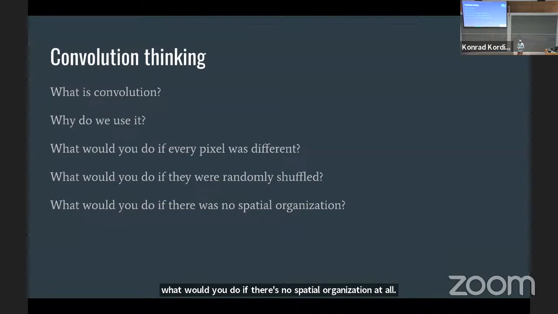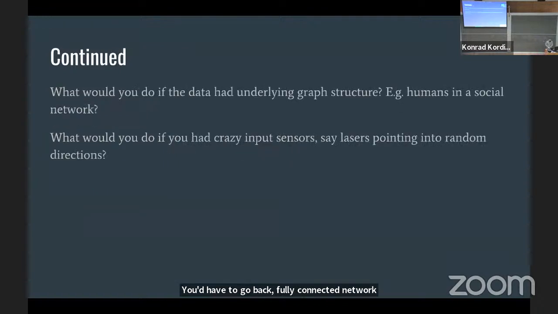No, every pixel just tells you something totally different about the world. Would you use a convnet? No, you'd have to go back to a fully connected network, or use classical machine learning. Let's talk about what you do if you had graph structure.